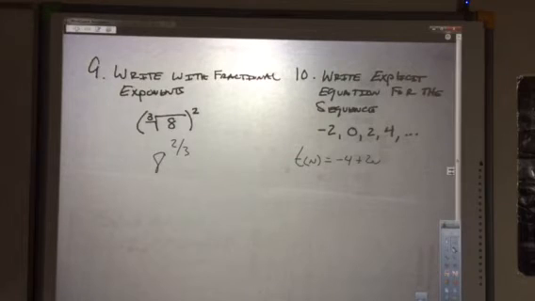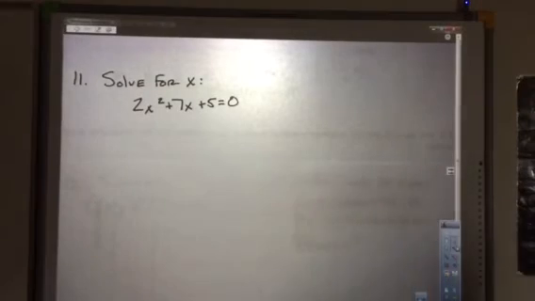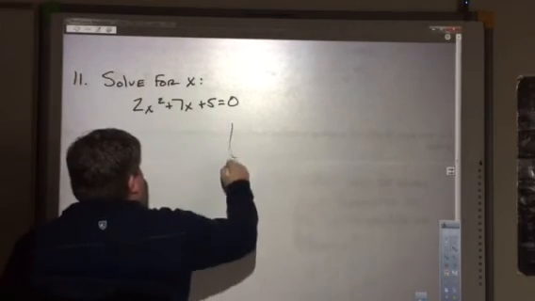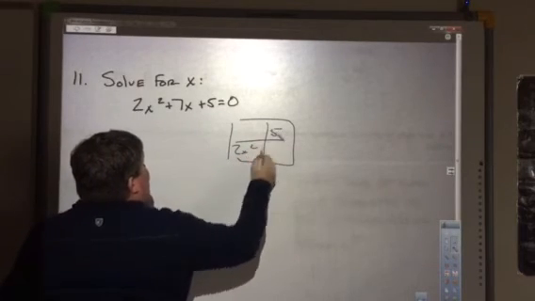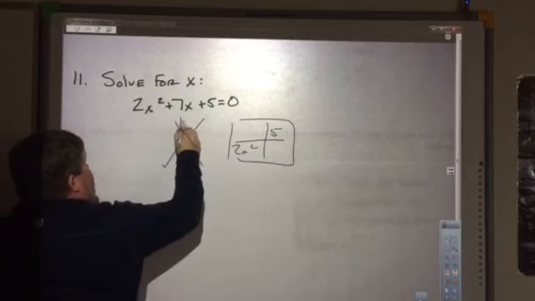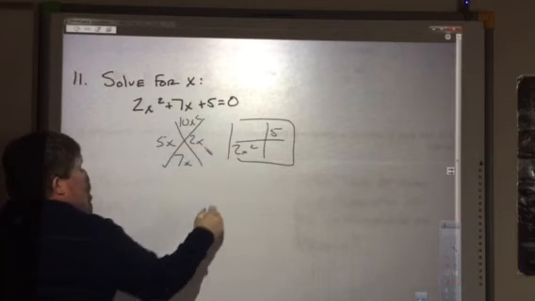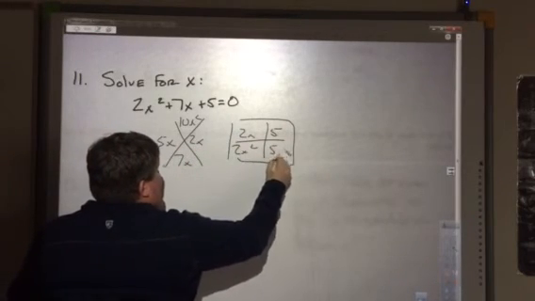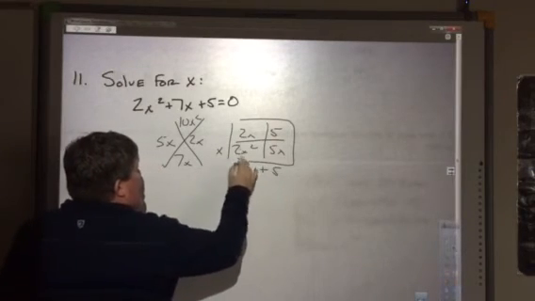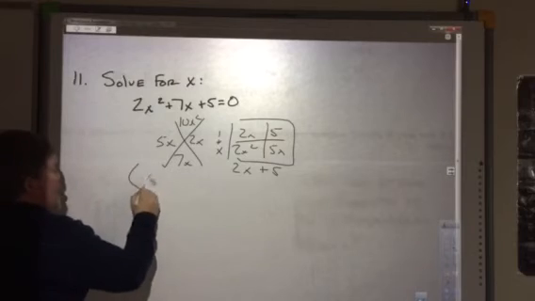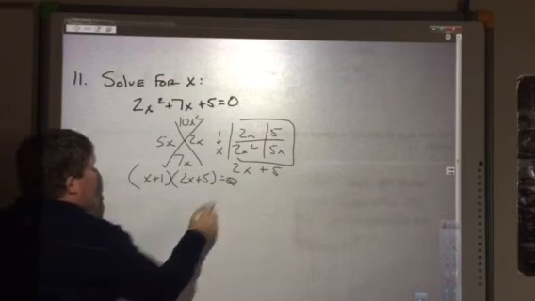Again, we're going to solve for x, for number 11. So again, we want to factor this. Okay? Generic rectangle, 2x squared, 5. Diamond problem, 10x squared, add to 7x. That's 5x and 2x. So 2x and x. So this will be plus 5. This will be plus 1. So x plus 1 times 2x plus 5 equals 0.